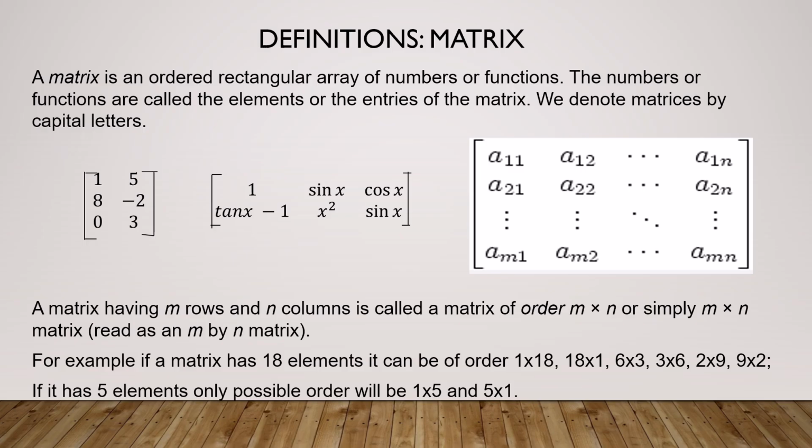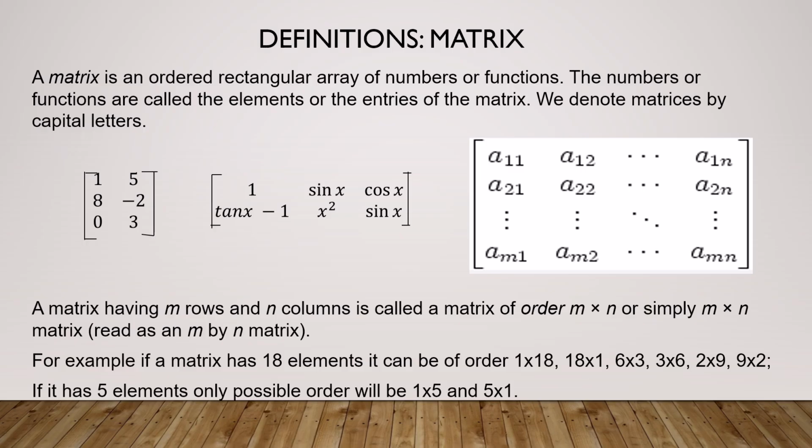So let us define a matrix. A matrix is an ordered rectangular array of numbers or functions. The numbers or functions are called the elements or the entries of the matrix, and we generally denote matrices by capital letters. Some examples are given over here. See, in the first example, you can see it has 3 rows and 2 columns.